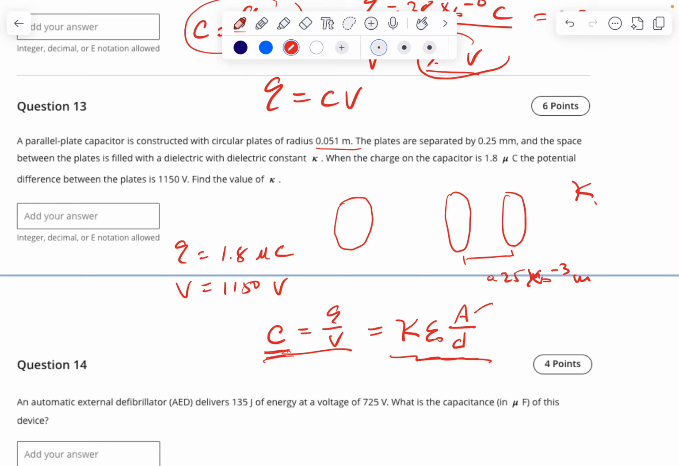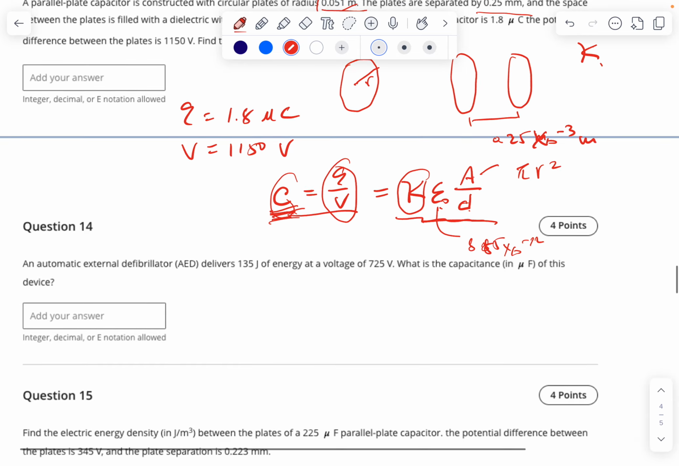So we know A, what is A? It's circular, right? So pi r squared. So we know this is r, the radius, right? Radius, okay, pi r squared. And D, the separation, this is your separation. Epsilon naught is a constant, 8.85 times 10 to the negative 12. Okay, and from this equation you figure out the capacitance, and then you know A, you know D, you know epsilon naught, then you figure out the dielectric constant.